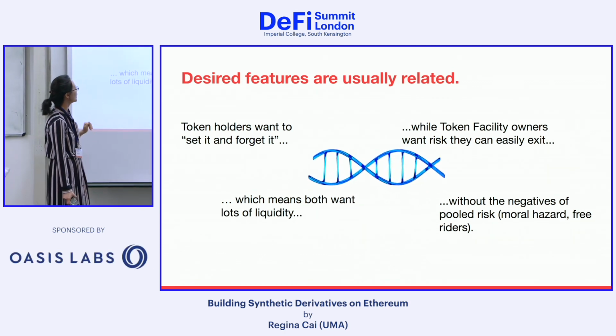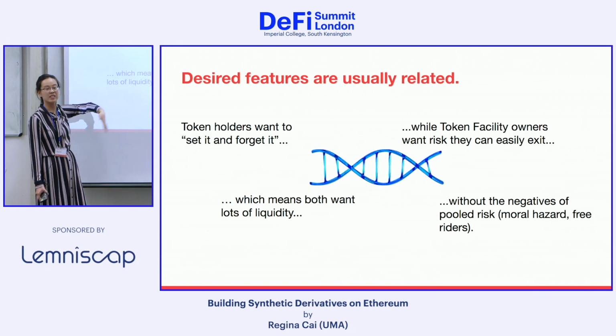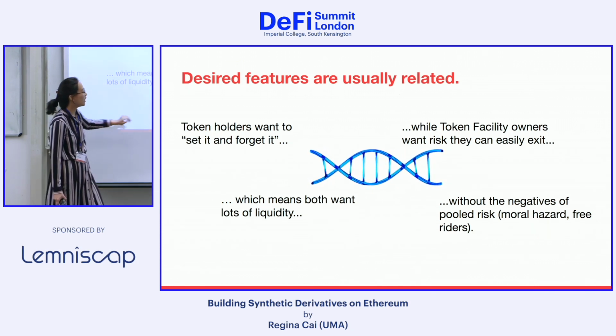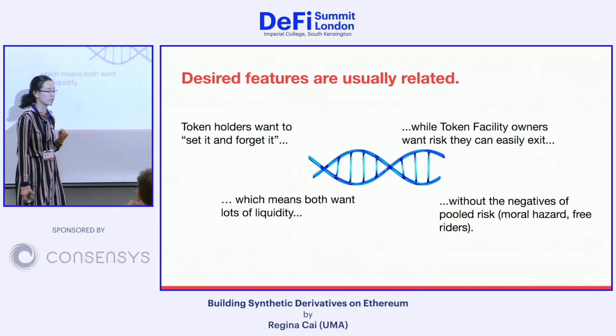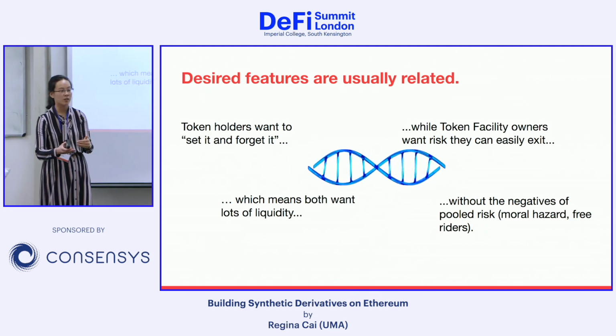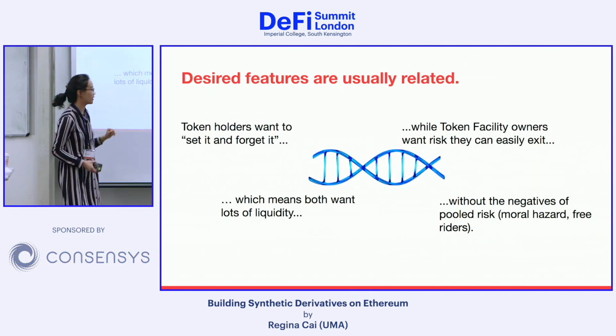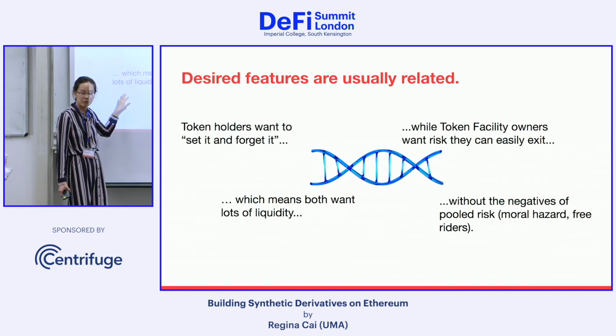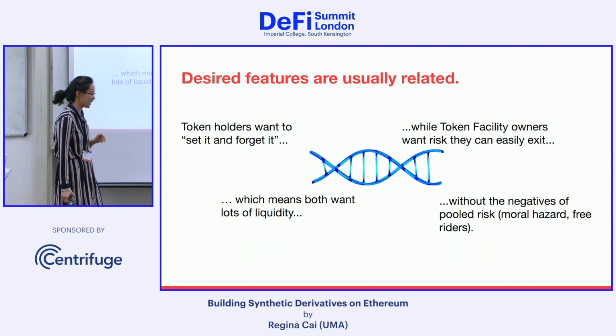One other way to do it is you could say, well, they both want lots of liquidity, right? Because if there's lots of liquidity, they can set it and forget it, and when they want to sell it to someone, they can easily find a counterparty. When the token facility owners want to close out their position, they can just buy back tokens from anyone and close out their risk. So ideally we want to find some way to give them lots of liquidity.